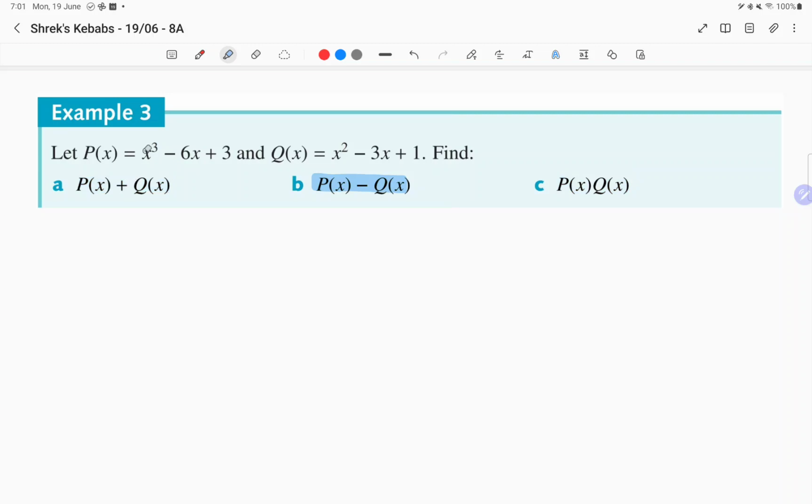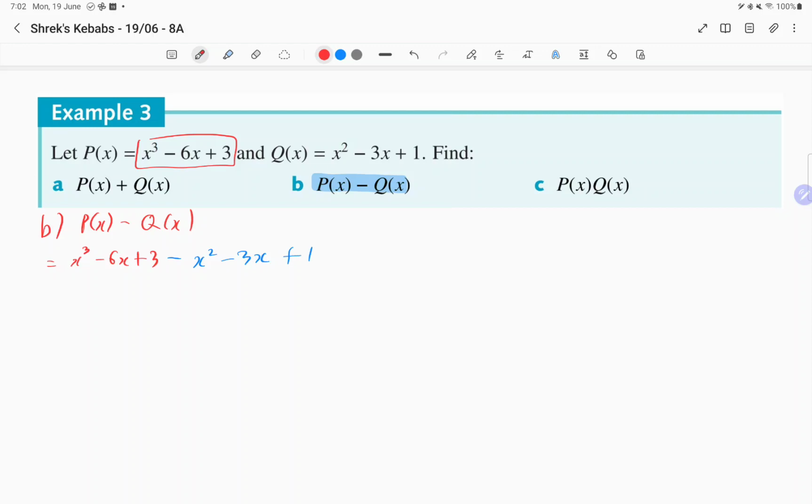All right, so I'll go through question B. P(x) minus Q(x). So when I see P(x), I just put whatever P(x) is in. Let's write this one first. P(x) minus Q(x). Instead of writing P(x), I will expand that. P(x) is x cubed minus 6x plus 3. That's P(x). And then minus, I'll write in a different color, Q(x) is x squared minus 3x plus 1. That right? Yeah?